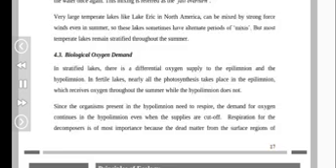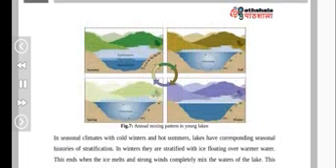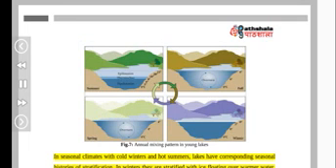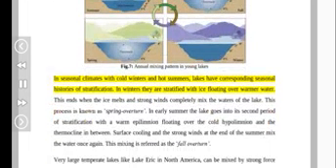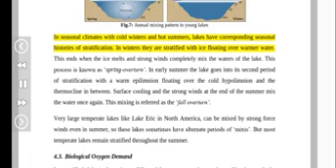4.2. Seasonal cycle in temperate lake. Annual mixing pattern in young lakes. In seasonal climates with cold winters and hot summers, lakes have corresponding seasonal histories of stratification. In winters they are stratified with ice floating over warmer water. This ends when the ice melts and strong winds completely mix the waters of the lake. This process is known as spring overturn.